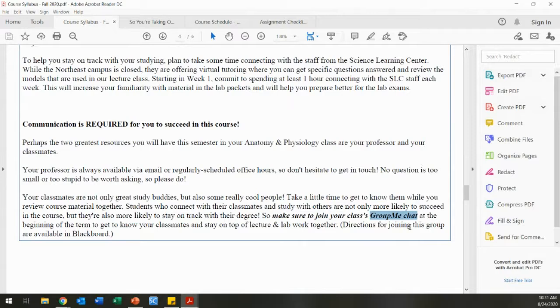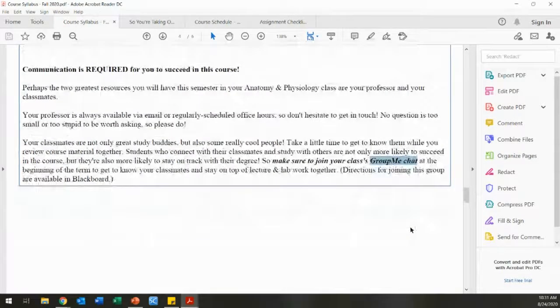As a heads up, I am not actually checking GroupMe. So don't send a message to me in GroupMe because I will never see it. This is a way for you to chat with your classmates. In addition to our little breakout groups that we did, you can also send each other text messages in GroupMe.